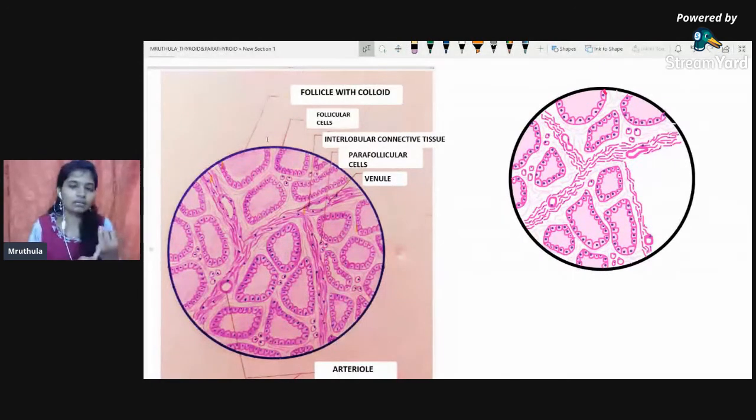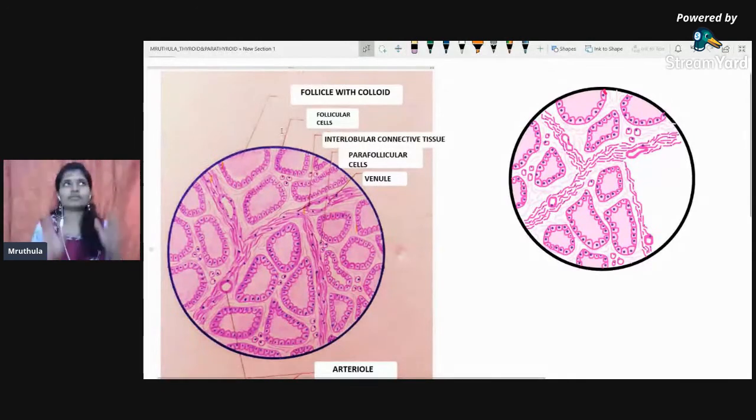One is from a diagnostic point of view, as a biopsy. Biopsy can be done. The other one is after excising the entire thyroid gland, it will be sent to the lab to look for the histological report. So these are two common cases where the thyroid gland is seen in histology, under the microscope.